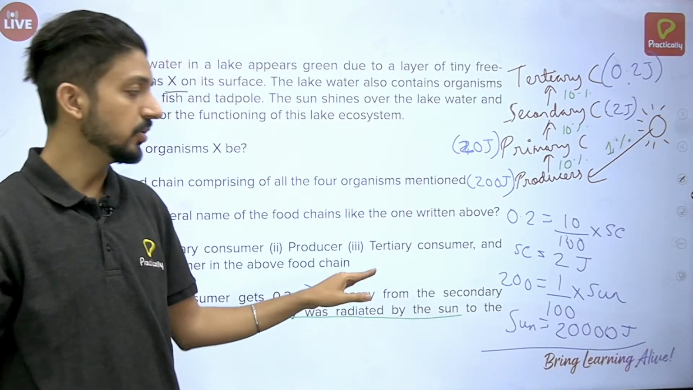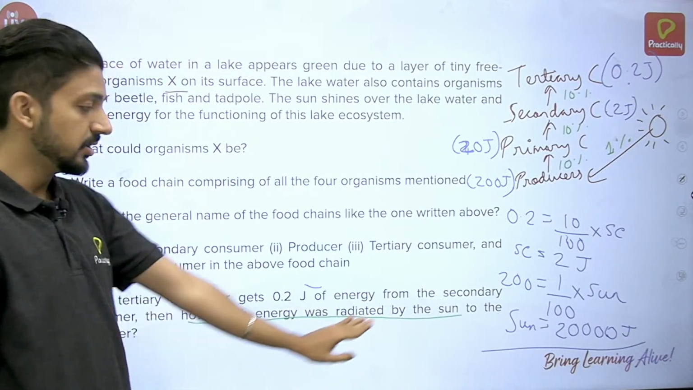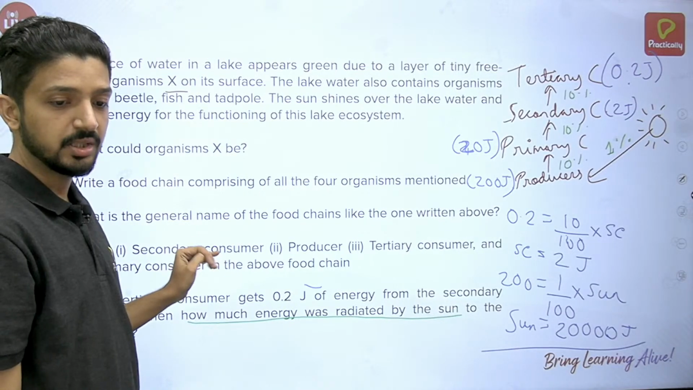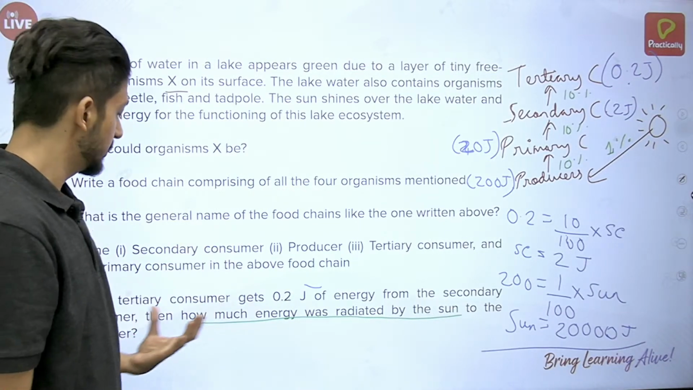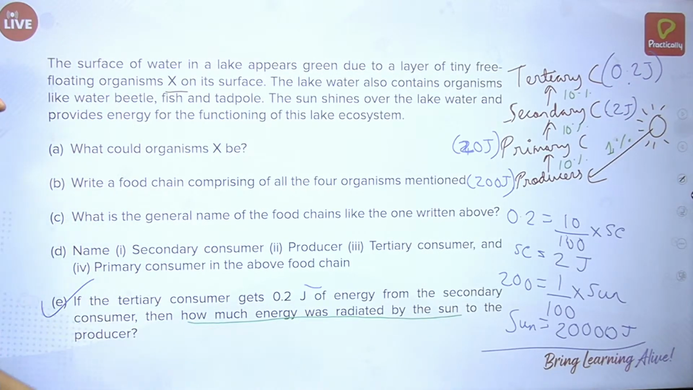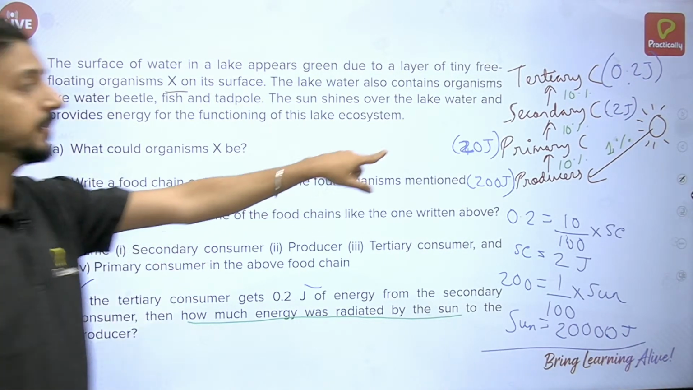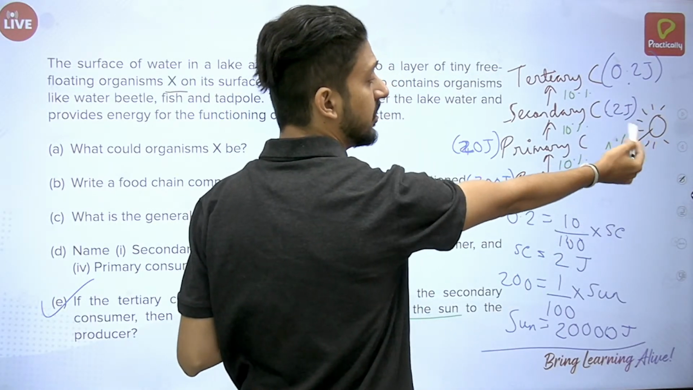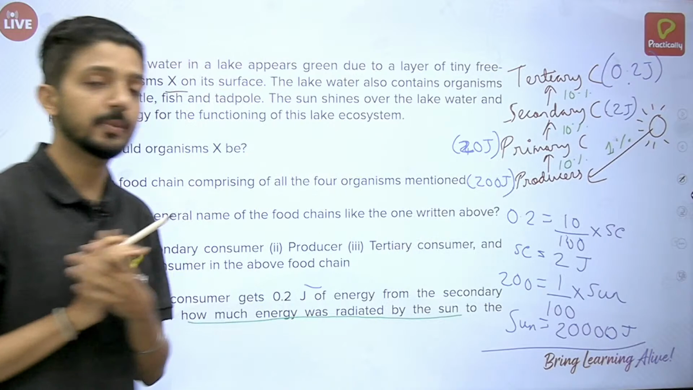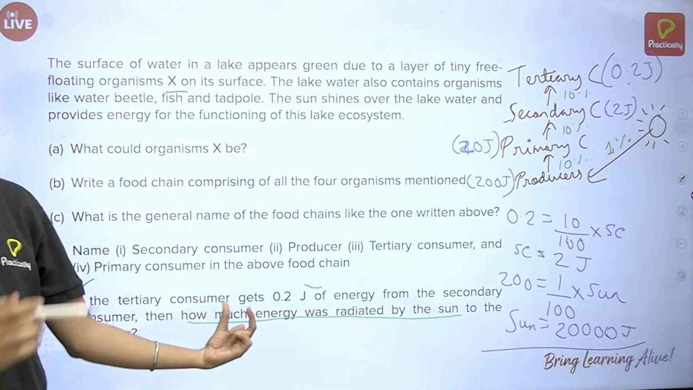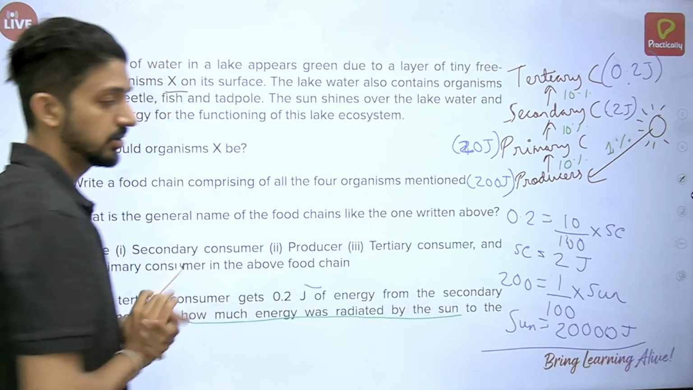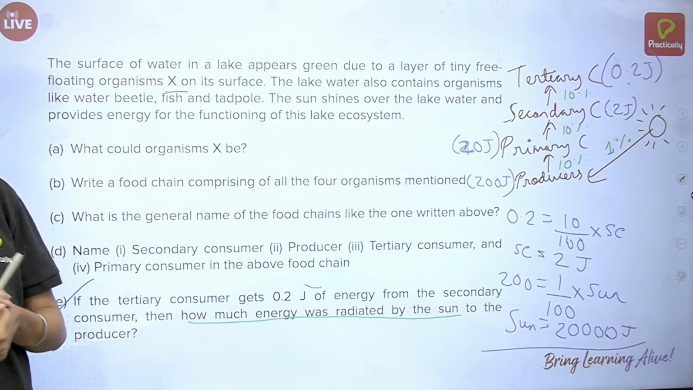right? This is how you will solve this question. So how much energy was radiated by the sun? It is 20,000 joules. Yes, hello Manish. So we are solving this numerical. So I hope you all understood. We have applied 2 laws over here. One is the 10% law and another rule that of the sun's radiated energy, only 1% is trapped by producers. Based on that, using simple mathematics and the percentage formula, we can get the answer. 20,000 joules of energy was radiated by the sun.